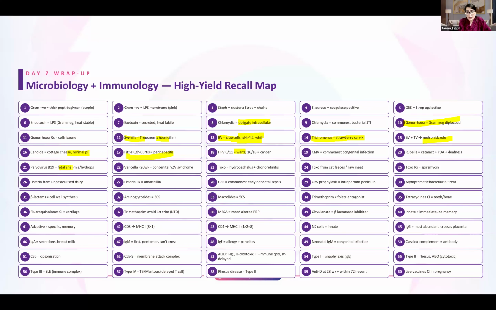Varicella, if it is less than 20 weeks, congenital varicella zoster syndrome can happen. Toxoplasmosis is associated with hydrocephalus and chorioretinitis. Toxo is very toxic, so it causes hydrocephalus, chorioretinitis. Okay, toxo from cat feces and raw meat. Toxo is basically, the treatment is spiramycin.